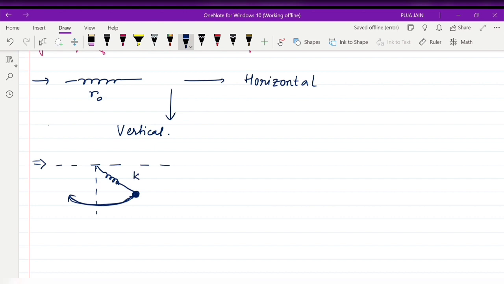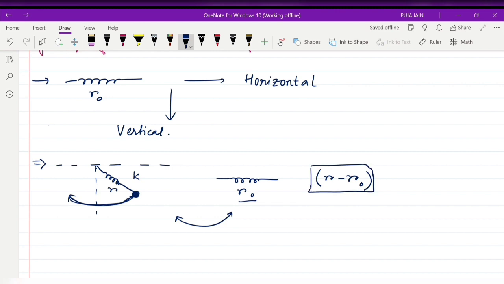The distance now is r, because the spring will be stretched. This is the original length r naught. Now when this is swinging in this way, the spring will also get stretched, so it will be stretched by r minus r naught. r naught was the unstretched length and r is the total length, so it will be stretched by a distance r minus r naught. And this angle is theta.